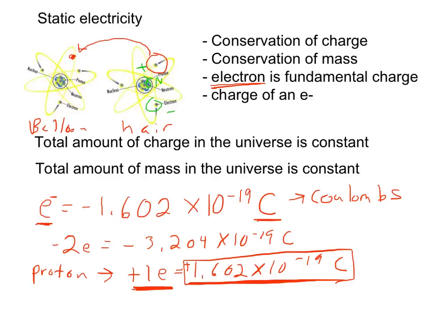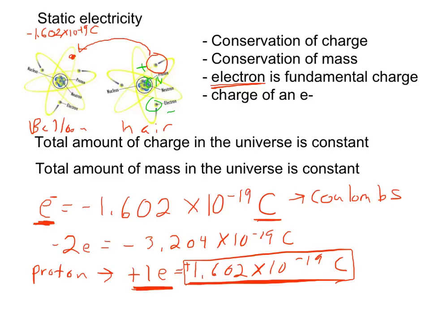Well, before, both of these atoms had a total charge of 0, had an equal number of protons and electrons, so their total charge was 0. But now, the hair atom has lost an electron, and the balloon atom has gained an electron. Well, if we add negative 1e to 0, we can now know what the charge on the balloon atom is, and the charge on the balloon atom would be negative 1.602 times 10 to the negative 19th coulombs.